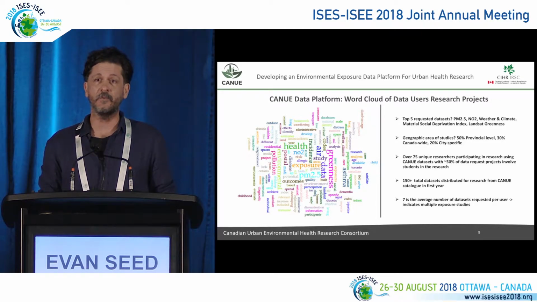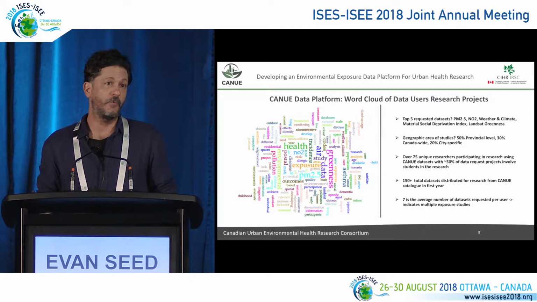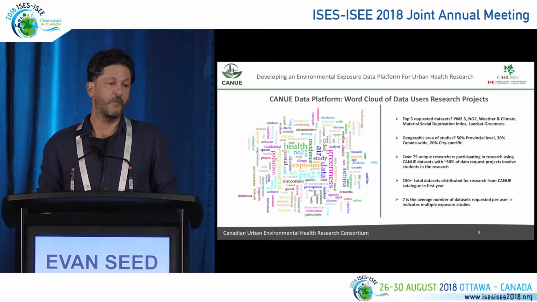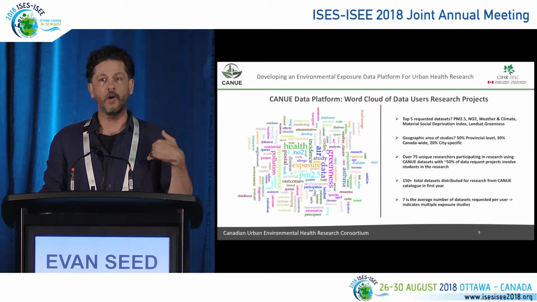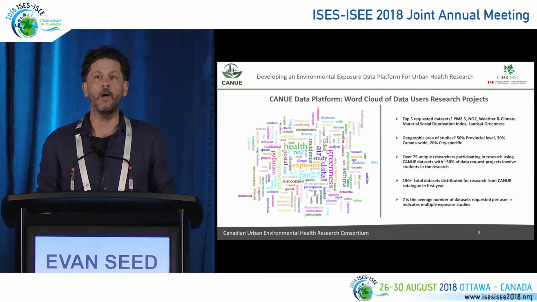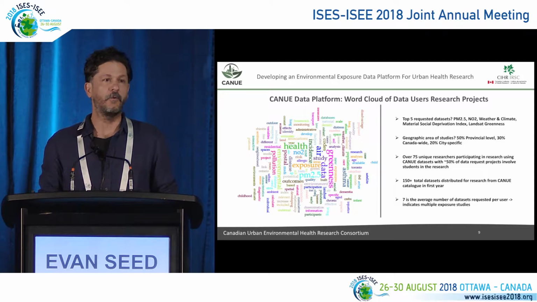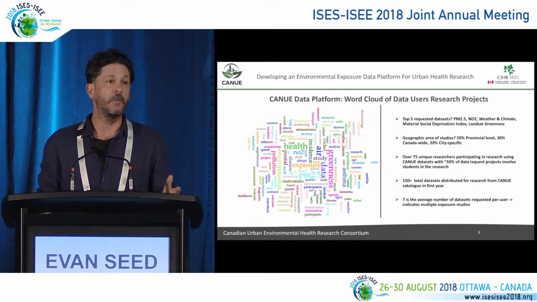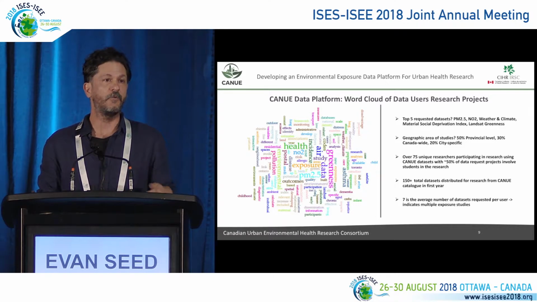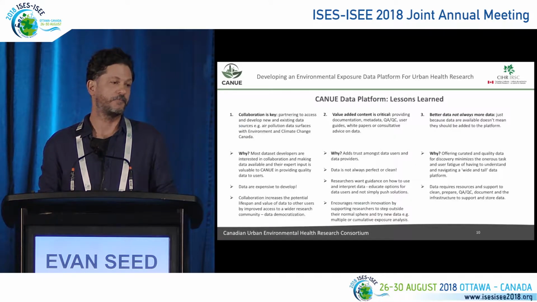So we have currently about 75 unique researchers who are participating in Canoe studies. And I think this is a really good stat here: about 50% of these projects actually have students involved. So I think that's a key element of being able to involve students in this as well. And finally, the average number of data sets that were acquired was 7. So why is that important? Well, I think it reiterates what Jeff was talking about, in terms of Canoe helping researchers to look at multiple exposures or cumulative exposures. So in fact, our data users are moving in that direction.